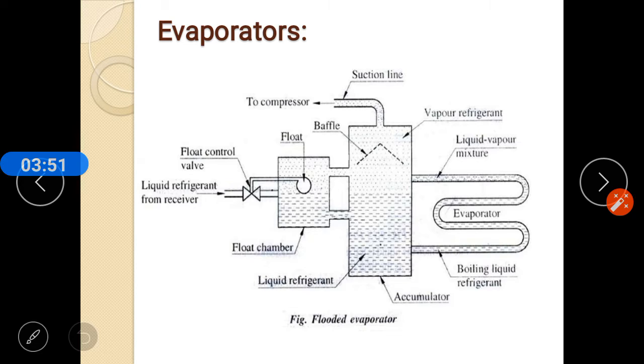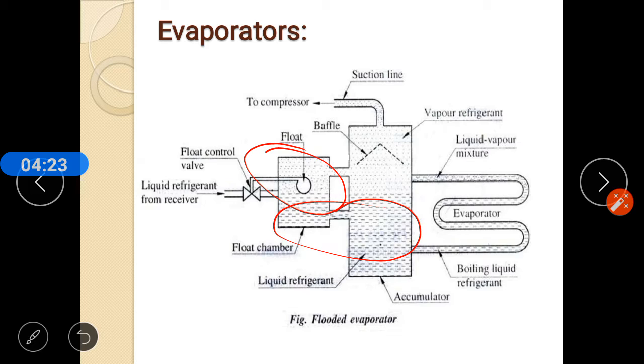Now here, as shown in the figure, it is a flooded type evaporator. In this type of evaporator, the evaporator is always kept filled with liquid refrigerant. A float valve, this is a float valve, is used as a throttling device which maintains a constant liquid level in the evaporator due to heat supply by the substance to be cooled, meaning latent heat.